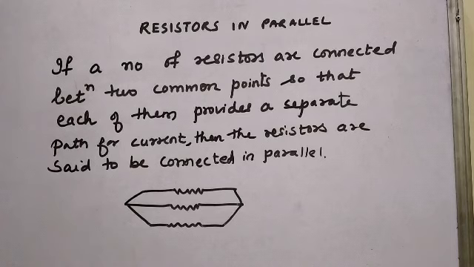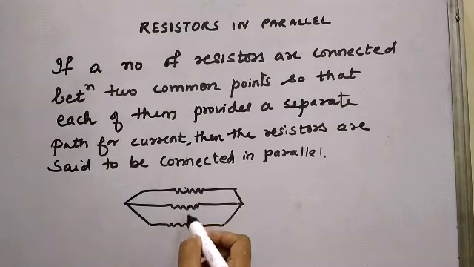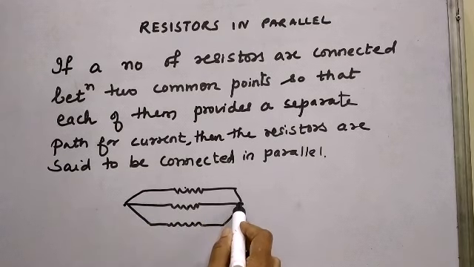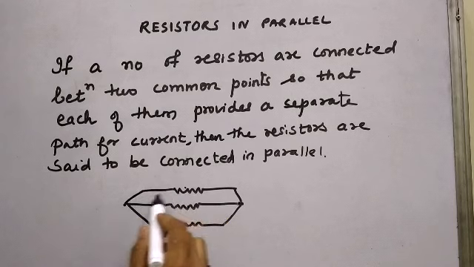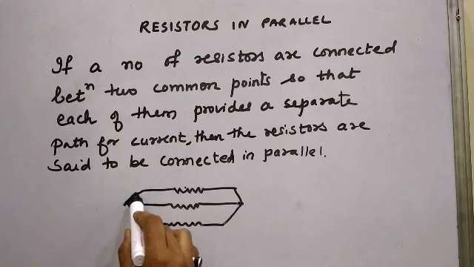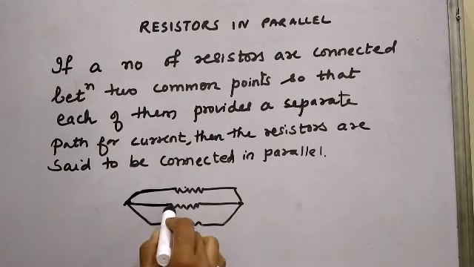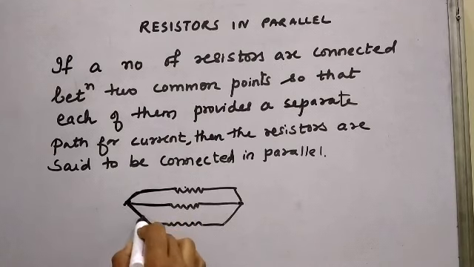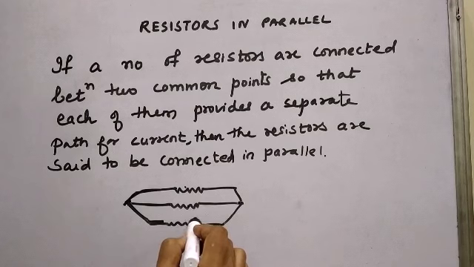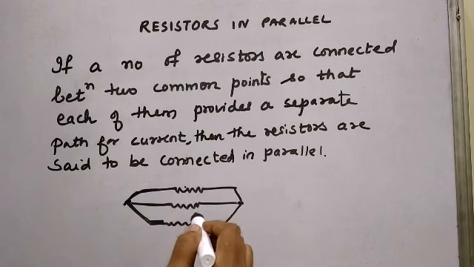So what is meant by resistors connected in parallel? If we have a number of resistors which are connected between two common points so that each of them provides a separate pathway for the current to flow, correct? The current will reach here, it will flow across this resistor, and the current is going to get divided, basically. So the current gets bifurcated and the current flowing through each of the resistors will be different. So there will be a separate pathway for the current to flow. Then the resistors are said to be connected in parallel.